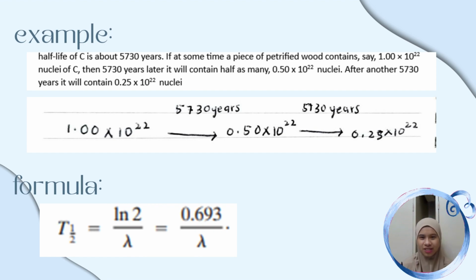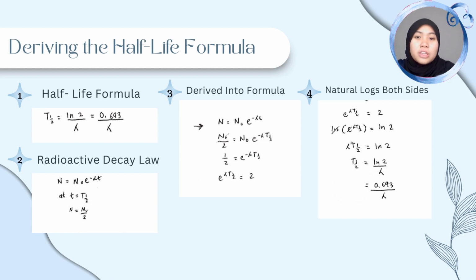5,730 years. Okay. For the formula of half-life, half-life is equal to ln 2 over lambda. Ln 2 is equal to 0.693. So we can use 0.693 over lambda. So we will jump into deriving the half-life formula. As we know, the half-life formula is ln 2 over lambda, or equal to 0.693 over lambda.